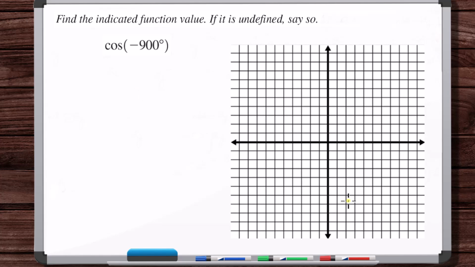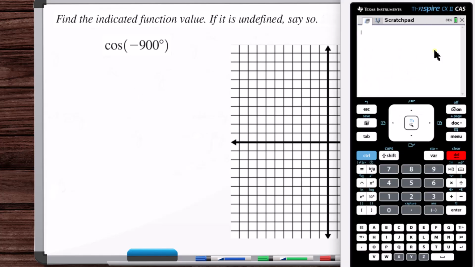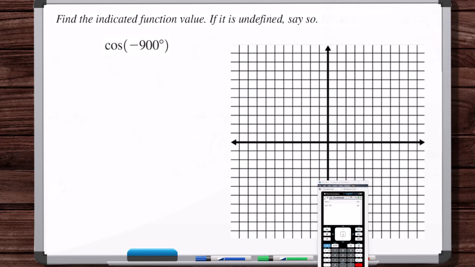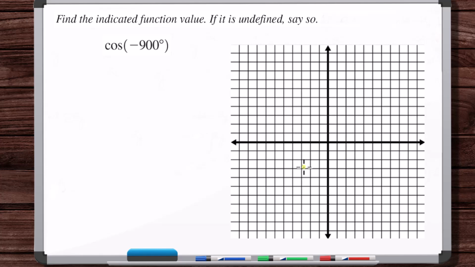Okay, minus 900. So 360 times 2 is 720, I think, is that right? Yeah. Now, what is 900 minus 720? 180. So we go in the minus direction twice, and then we go 180. So we're doing this, coming in here.